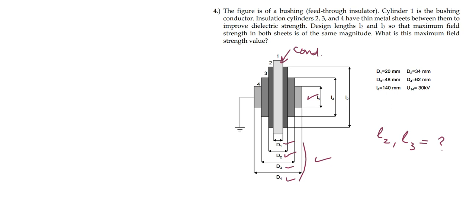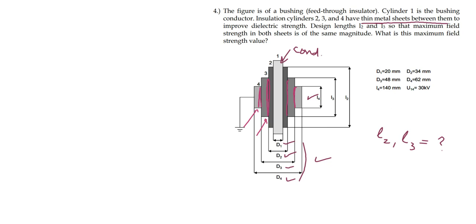On top of this, we are given a condition that we have inserted thin metal sheets between the layers, which means we have inserted one metal sheet here, and another metal sheet here. The purpose of inserting these metal sheets was to create equal maximum electric field strength at this point and at this point.